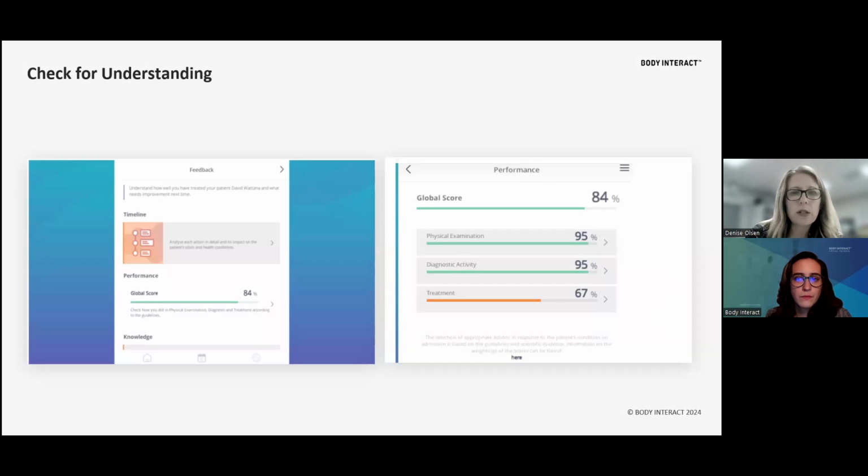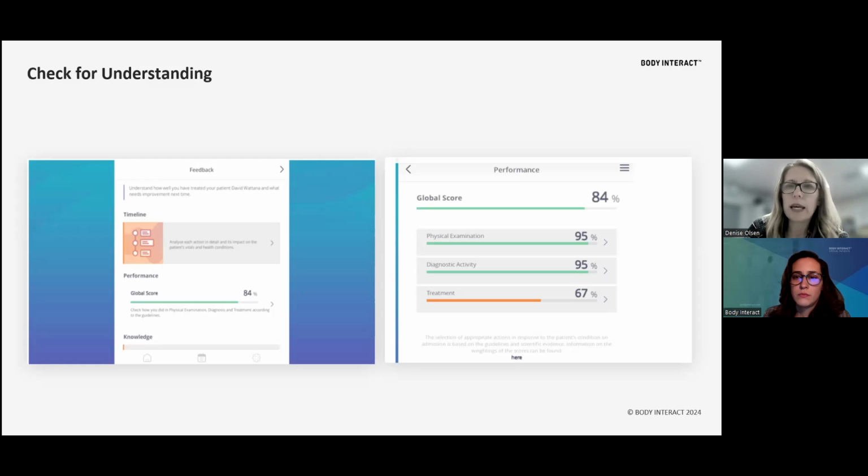So these are the screenshots that I'll ask my students to give me. And I just love the feedback that you get from Body Interact, because you get your global score, and that is everything combined. And then it also breaks it down by physical exam. So what did you do right? What did you do wrong? Diagnostic activity and treatment. And the students have figured out that their global score is going to be low if they don't get the summative question right. So if they get the diagnosis wrong, even if they've done everything correct, their global score will be a lot lower, and it doesn't add up to what you would expect it to be.